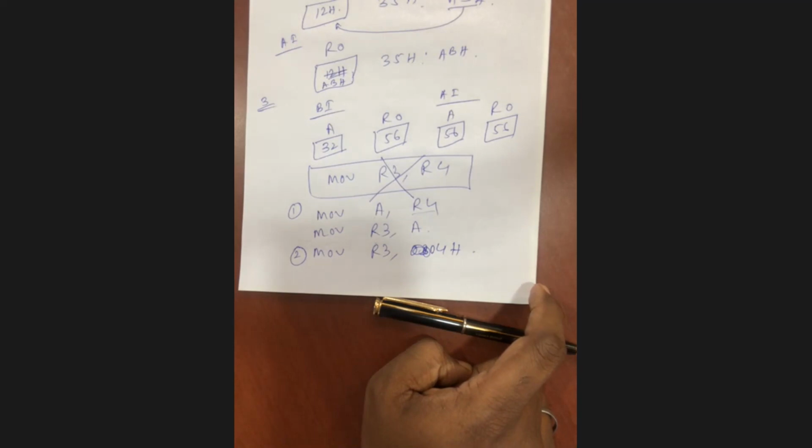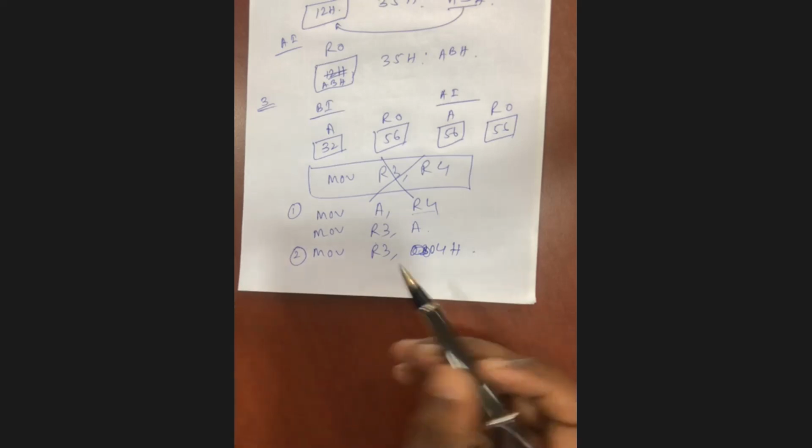No, that is not that. Actually, R4 doesn't mean 04, but as no bank is selected, by default bank 0 is selected. That's why it's 04. In bank 0, R4 is nothing but the 04H address. Yes, sir. So that's why 04H.